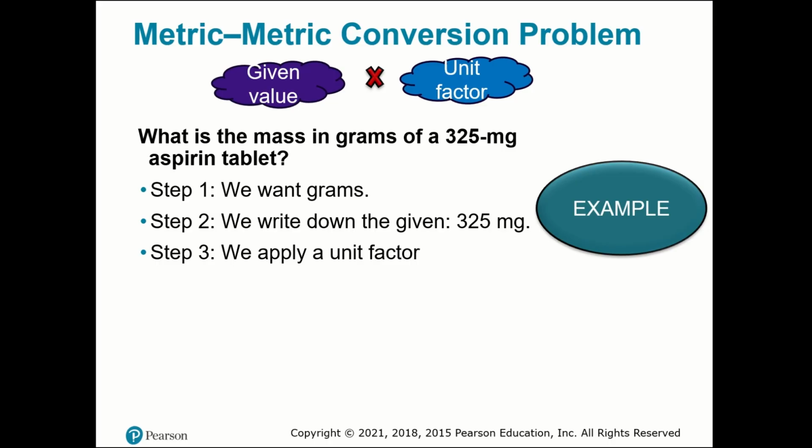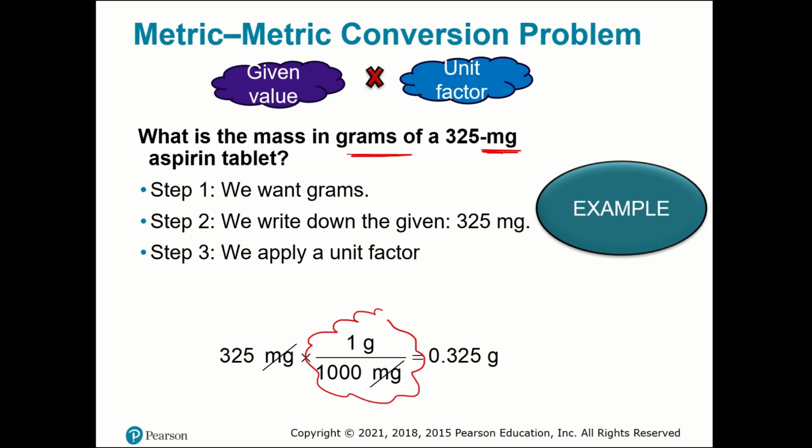Here is an example. What is the mass in grams of a 325 milligram aspirin tablet? So what you have is milligrams, and we want grams. So we're going to write down the given value, 325 milligrams, and now I have the unit factor: 1 gram divided by 1000 milligrams. So we're going to cut off milligrams, and we have grams. So we're going to divide this by this. Okay, remember this is a fraction, right?